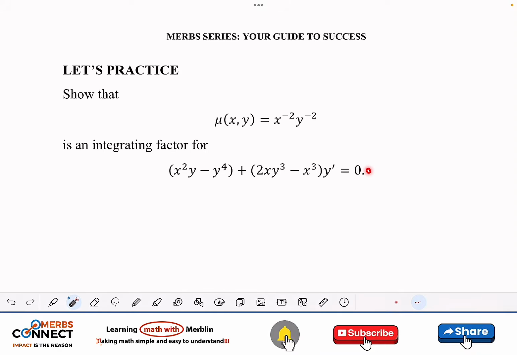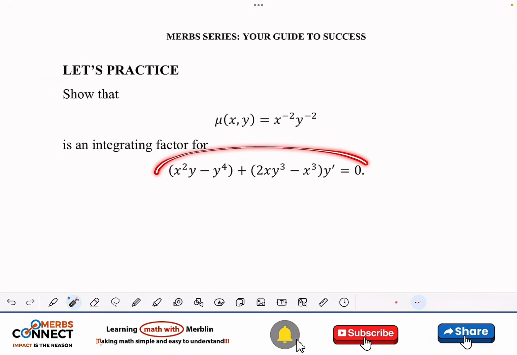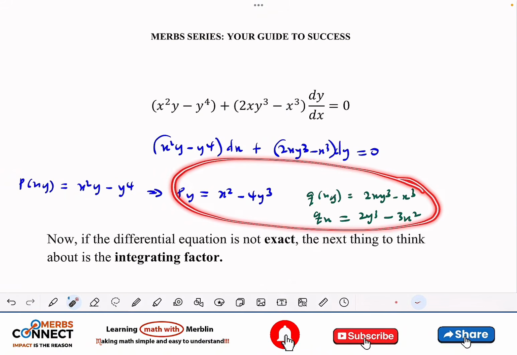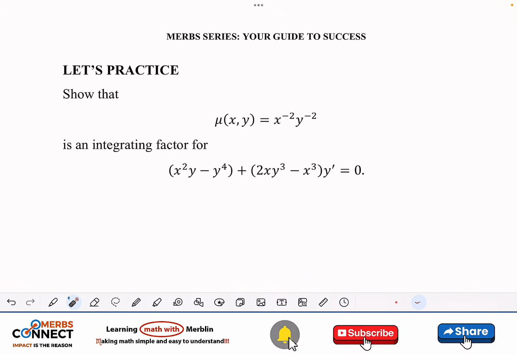Now for me to show you, first I will just solve this one. Oh, we've already solved this. I think this one was what we just solved here, and we saw that yes, indeed, this is not an exact differential equation. So what we just need to do is multiply through by the integrating factor.